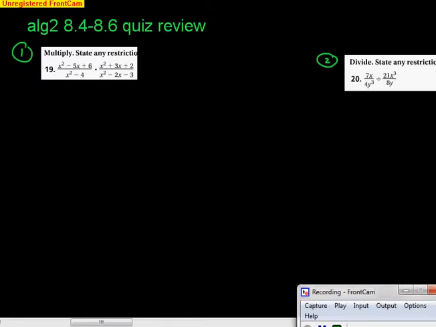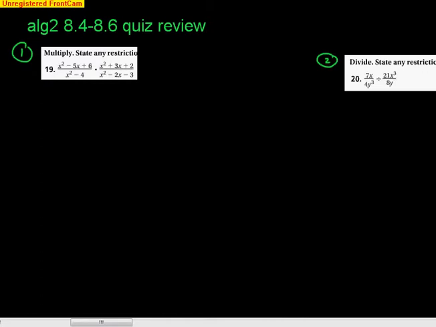Okay, so number one, we're going to multiply these two rational expressions. Now notice you see a whole bunch of plus and minus signs. We need to put all of these in parentheses. Okay, so the first numerator says x squared minus 5x plus 6. We're looking for the factors of 6 that will combine to get negative 5. Well, that would be negative 2 and negative 3. So this first numerator is going to factor into (x minus 2)(x minus 3).